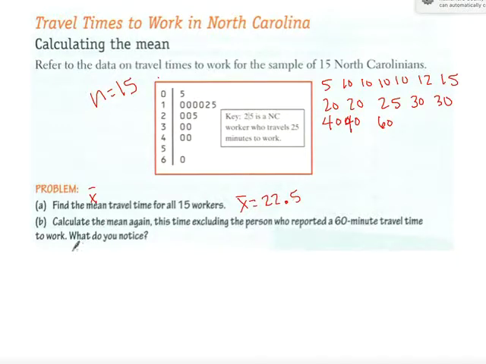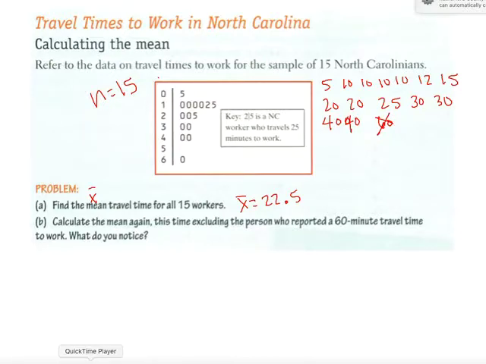All right, in part B, it says calculate the mean again, this time excluding the person who reported a 60-minute travel time to work. What do you notice? We are going to exclude the 60-minute travel time because 60 would be considered an outlier, since it is 20 away from the next closest travel time in our data set. So we would exclude 60.